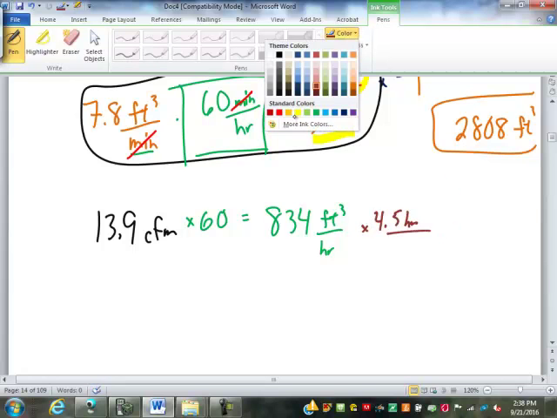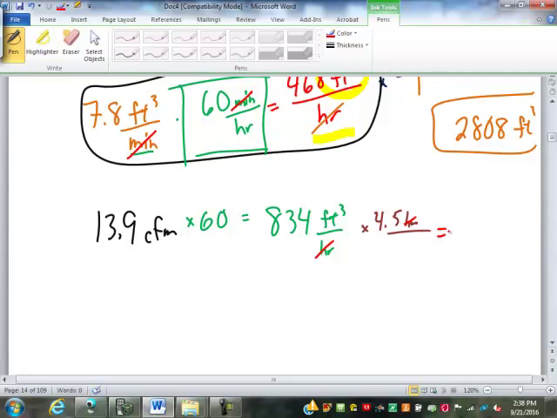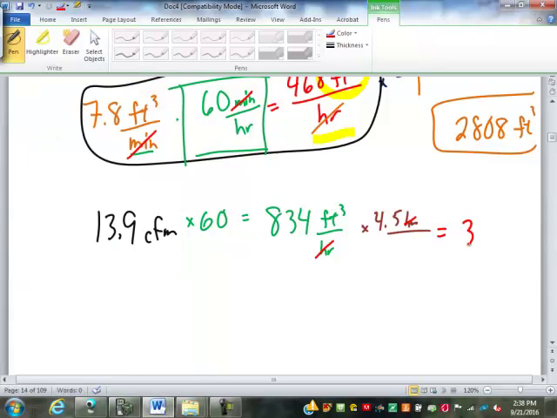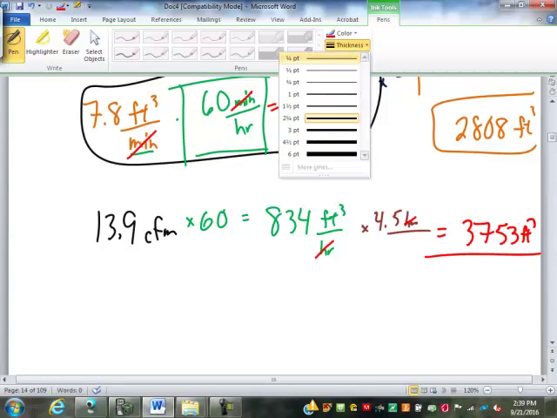So you can see the hours would cancel out. So 834 times 4.5 is 3753 cubic feet. So we're just going to add those two up.